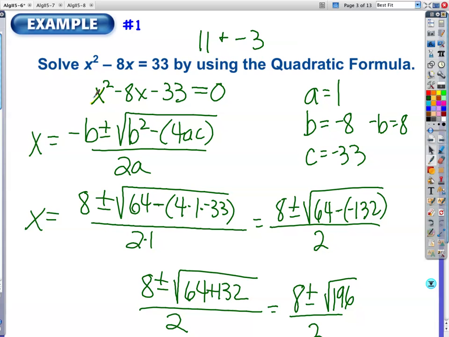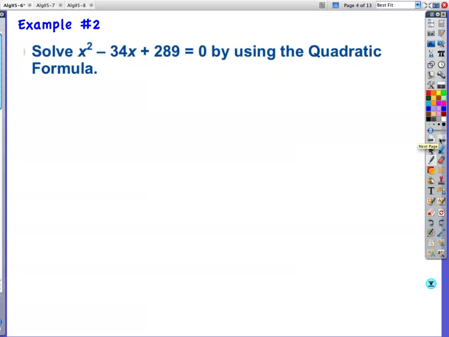Smiling parabola, y-intercept at negative 33. Your x-intercepts are 11 and negative 3. That's what the quadratic formula does for you. It helps you find those solutions. All right, let's try another one here.